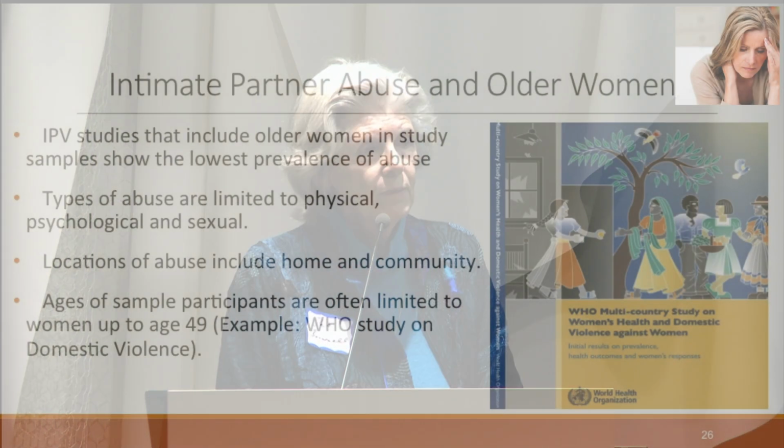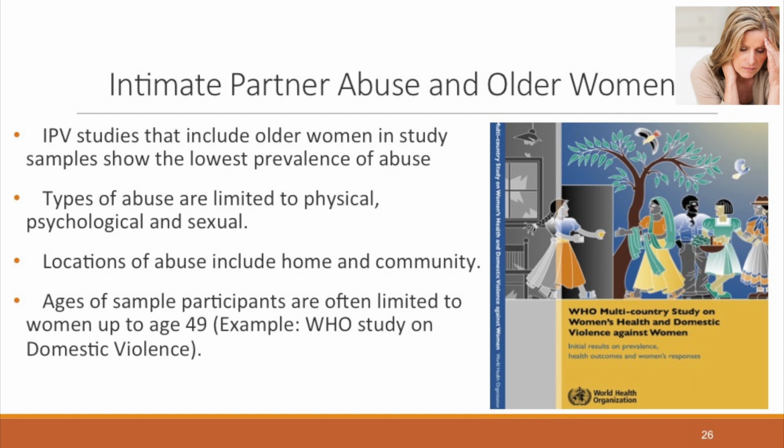So looking, first of all, at the IPV in older women, IPV studies that include older women in study samples show the lowest prevalence of abuse. And the definitional criteria limit perpetrator categories, as we know, to spouse, partner, dating partners. And the types of abuse are limited to physical, psychological, and sexual. Sometimes financial is included, but under psychological. The locations of abuse include home and community, not institutional settings. And the ages of sample participants are often limited to women up to age 49, the end of reproductive years.